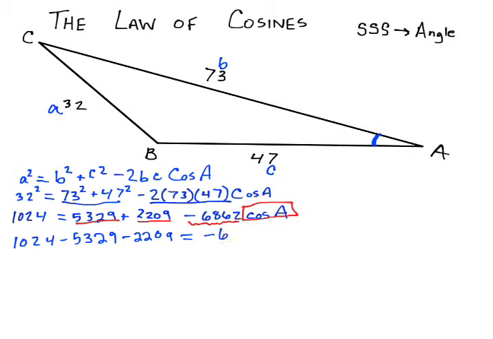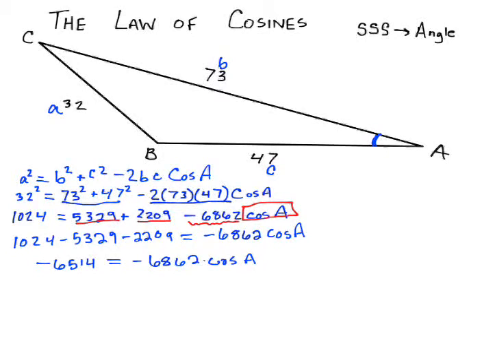That's equal to negative 6,862 cosine of A. So let's do this subtraction over here. When we do, we will find we have negative 6,514 equals negative 6,862 times the cosine of A.